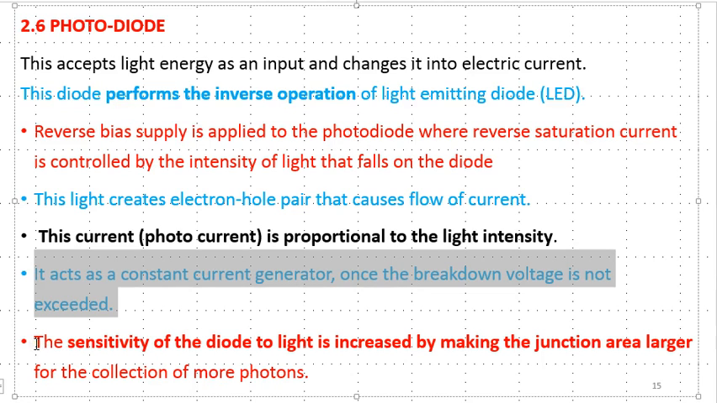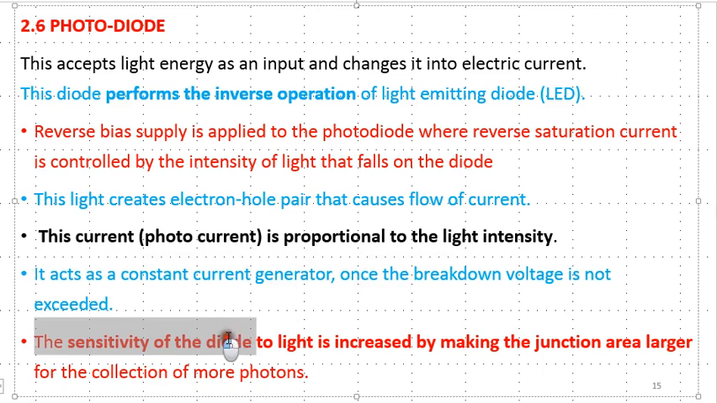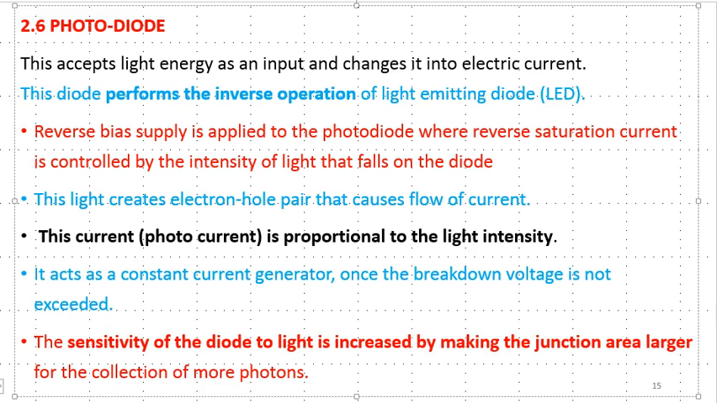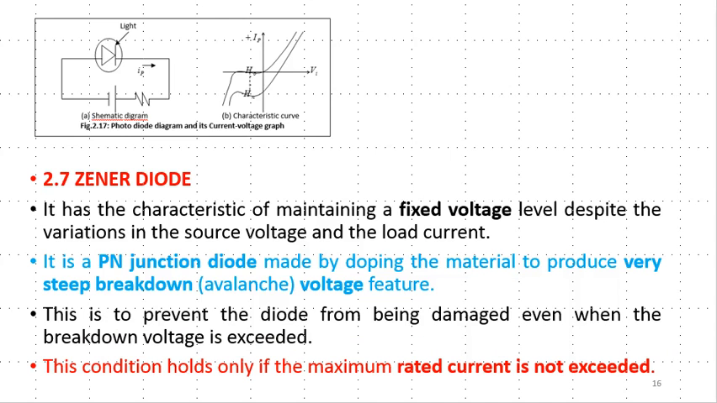Now, the sensitivity of this diode to the light, we can increase its sensitivity by making the junction area larger, so that while the area of the junction is very large, it has the tendency of collecting a large amount of what? Light energy, and for this reason it will produce a very large amount of current. Thereby we say it is what? Highly sensitive to the light.